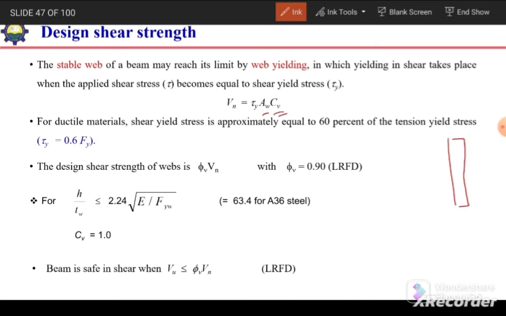And Cv, which is the shear coefficient, is governed by the type of buckling of the web. If the section is compact, then this Cv will be equal to 1, and if the section is non-compact, then its value can be calculated, and similarly for slender webs, its value can be calculated from the formulas given in the AISC code. So here, as we are talking only about the compact section, if h over tw is less than this value, we can say that Cv is equal to 1.